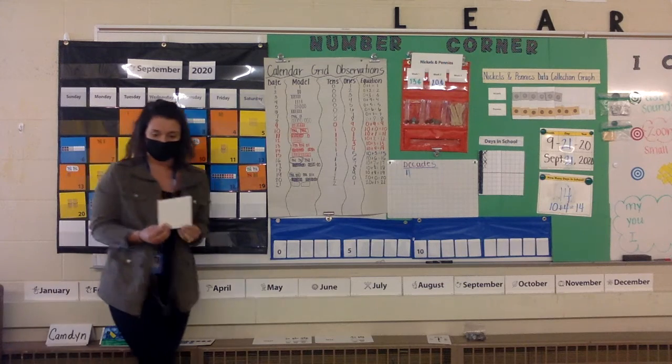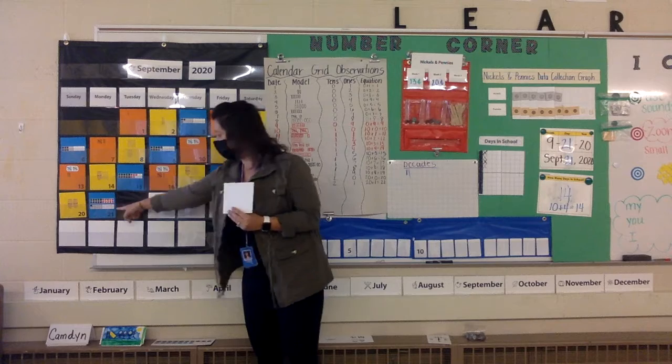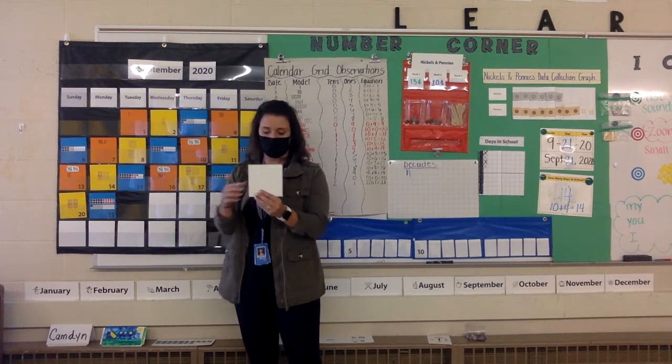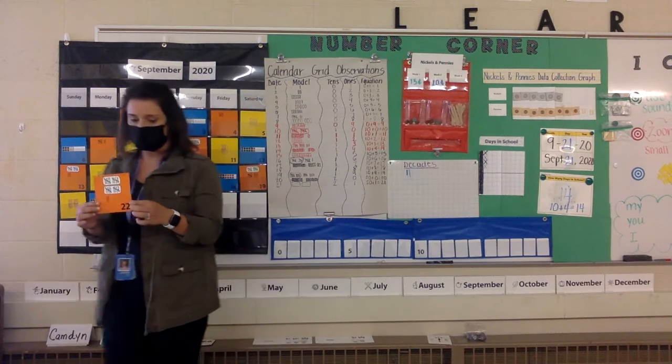So we can see that because yesterday was the 21st, we know that one more would be 22. And after the blue is orange. After blue comes orange, and what are these called again? What's our picture model? Tally marks. Take a look. Good work.